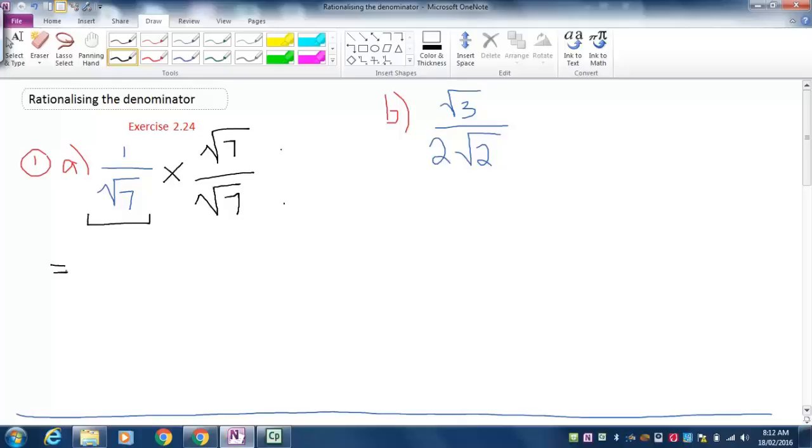So 1 times root 7 gives me root 7, and root 7 times root 7 is the same as root 7 squared, and it comes out to be 7. So that's my final answer for question 1, part A.